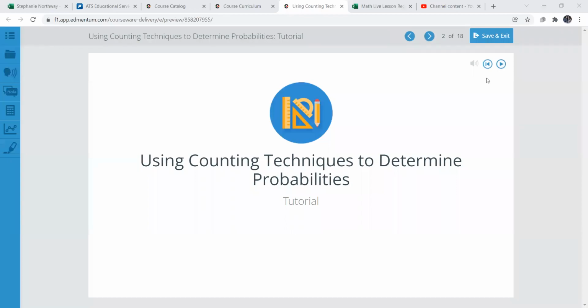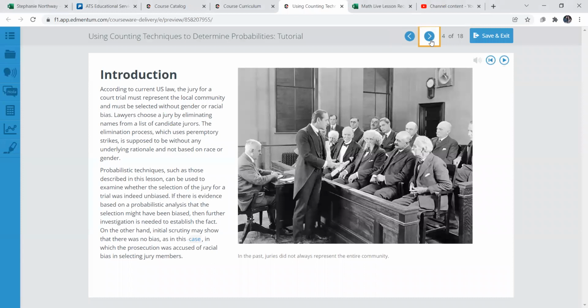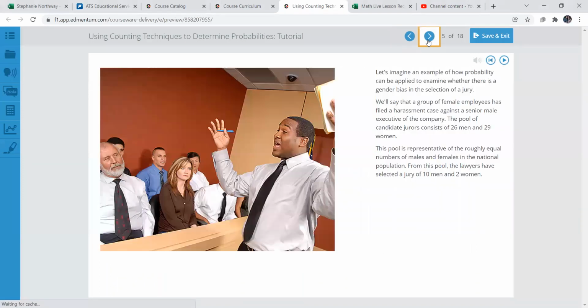Right, using counting techniques to determine probability. So we've already talked about probability before with geometry. So let's just review some of these concepts. Let's see, talking about probability, when you think of probability, you're going to think of rolling a dice.